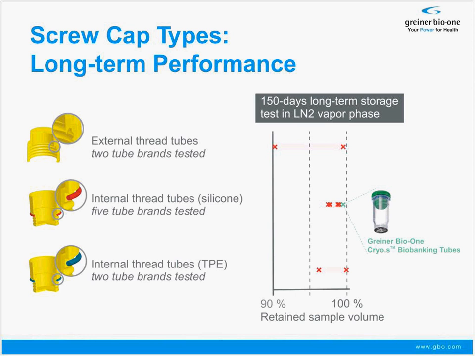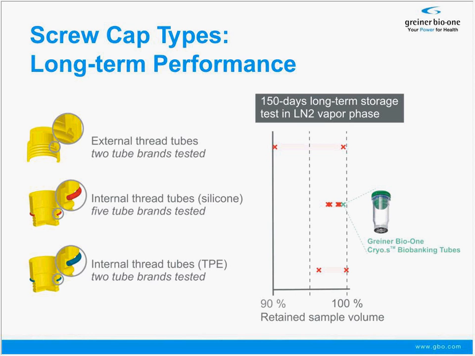So what you see in the chart is we discriminate between 90% or 100% of retained sample volume. 100% of course is perfect. If a tube can deliver such a result, you are on the safe side that even after long-term storage and in the challenging vapor phase condition, your sample volume will be retained. So you see here the best and worst performance and also what is in between.